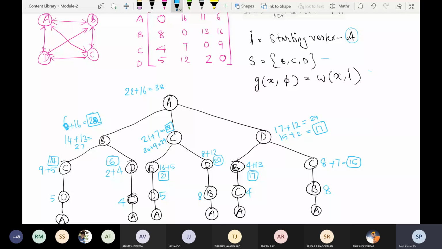Then we have A to C. That is 28, already there upon C, plus the A to C path cost, which is 11. So we have 39. And we have one more, the A to D path, which is 17 plus A to D. A to D is 6. So this is equal to 23. Out of 38, 39 and 23, 23 is the minimum. So I should take 23. These are the different costs, and we have marked the minimum always.